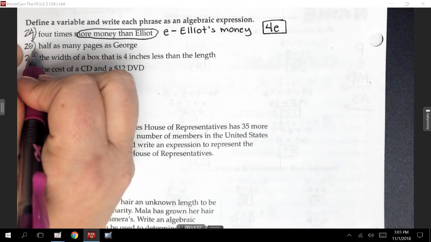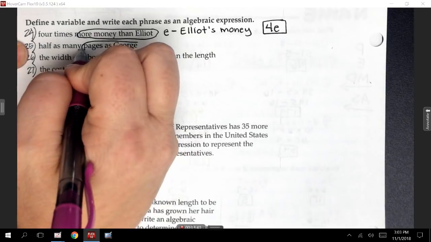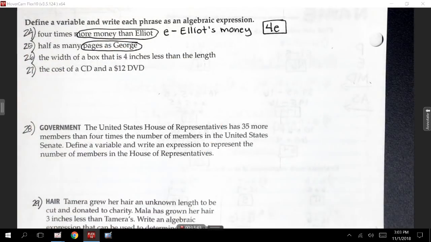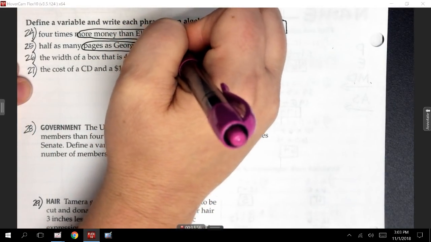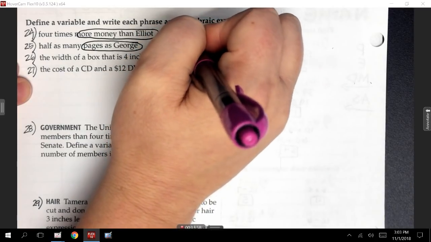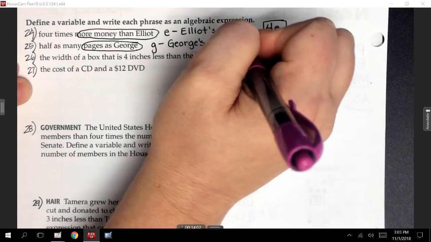Okay? All right, number 25 says half as many pages as George. So this is kind of the same thing. I've seen a lot of people say P, pages as George. Pages as George. Is George becoming a page? It doesn't make any sense. Instead, we could do like a little g, and I'm going to say that that is George's pages. Right? Now, we don't know.